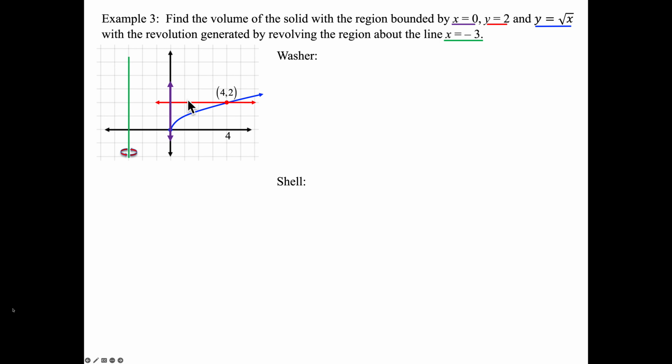And y equals 2 is going to hit the square root of x function at (4, 2), because the square root of 4 is 2. So I already found that point of intersection. And, well, washer technique. Let's check this.